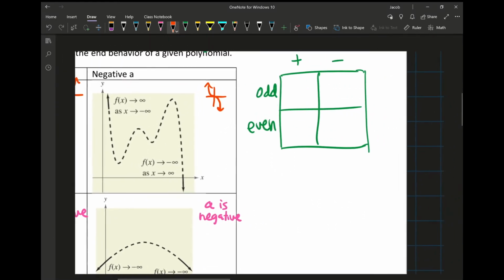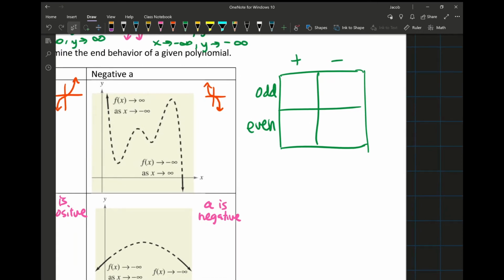And to help you remember, you can make a little thumbnail, you can make a little square like this. So an odd degree polynomial that is positive would be up to the right and down to the left. An odd degree polynomial that has a negative a would be up to the left and down to the right. Even's pretty simple, both up or both down. I'm putting in a few extra squiggles there. Yeah, so those would be examples of the end behavior on those types of polynomials.